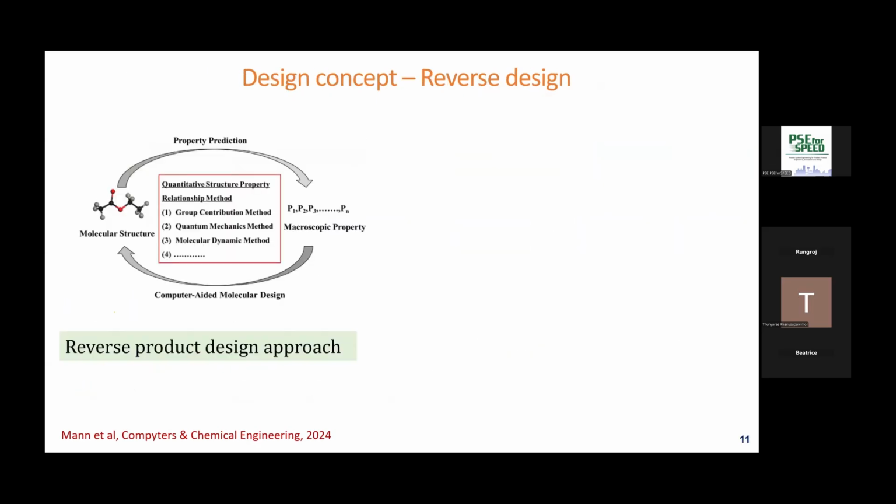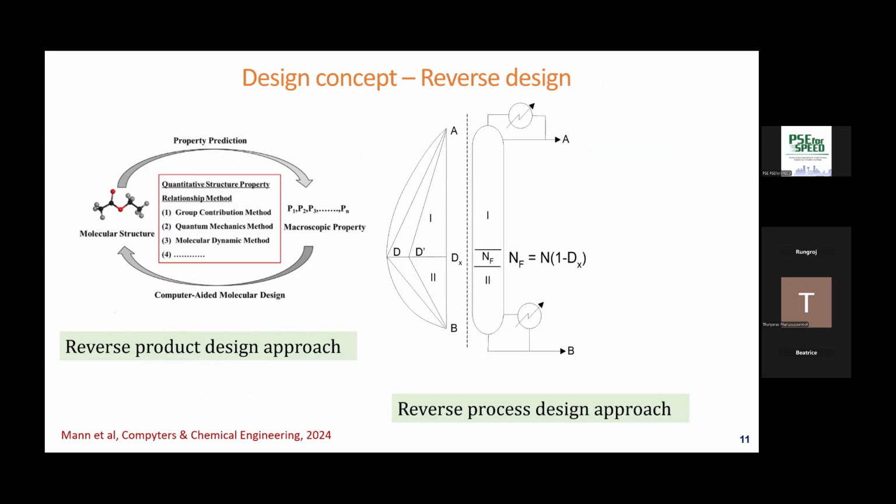Then the design. In the case of molecules, we do what we call the reverse of the property prediction. We know the molecule, and we use a model to calculate the property. But in the design, we know the property, and what we want to know is which is the molecule. So it is the reverse of the property prediction. And we use exactly the same idea for process design. I'm showing just an example of a distillation column.